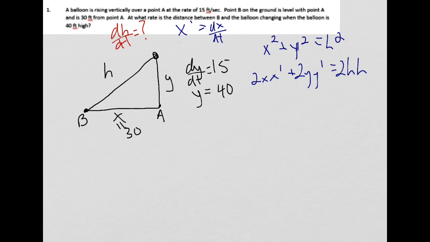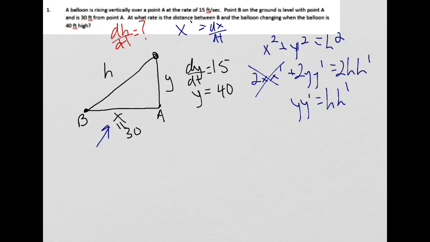So I get plus 2y y prime, and that's dy/dt, is equal to 2h h prime. So the first thing I'm going to notice with this equation is that x is not changing, so that means that x prime right here is going to be 0. So this whole term is going to be 0. That thing's just going to go away, and I'm not going to have to worry about it. The next thing I'm going to notice is that there's 2's everywhere. So I'm going to divide everything by 2 and get that y y prime equals h h prime.